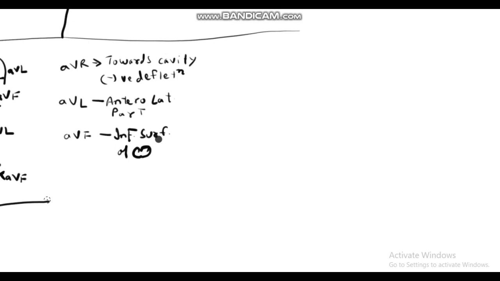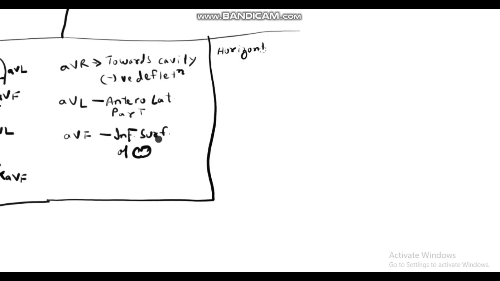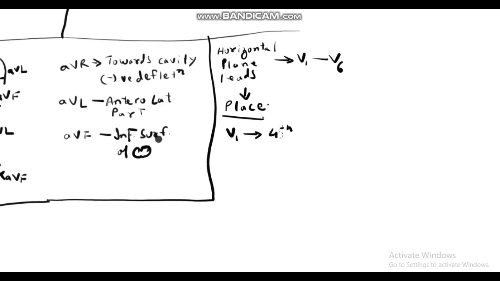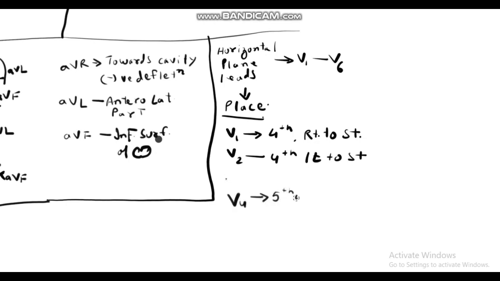Now after that, we move to the horizontal plane leads, which are also known as the precordial leads or the chest leads, which are V1 to V6. Now, how do we place these? V1 is placed at the fourth intercostal space just to the right of the sternum. V2 is placed just opposite to V1 at the fourth intercostal space left of the sternum. Now, we don't place V3 yet, we will usually place V4. V4 is placed on the fifth intercostal space in the mid clavicular line, and in between V2 and V4 we place V3.